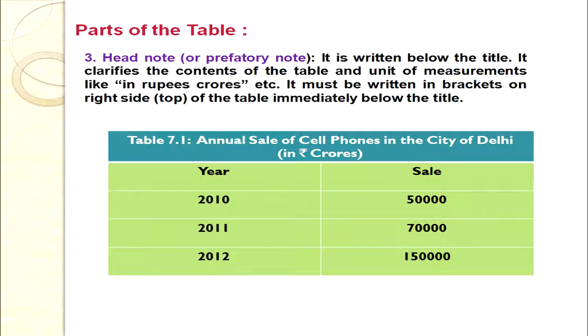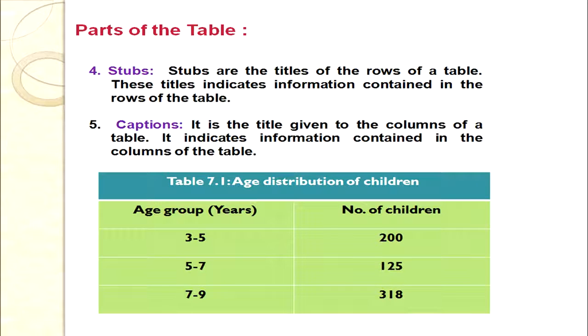After this, we are going to discuss stubs. What are stubs? In this particular example, the stub is age group in brackets years. We can often call it row headings. So, stubs are the titles of the rows of a table. These titles indicate the information contained in the rows of the table. Over here it indicates that these are the years. So, we are talking about the age group of the children.